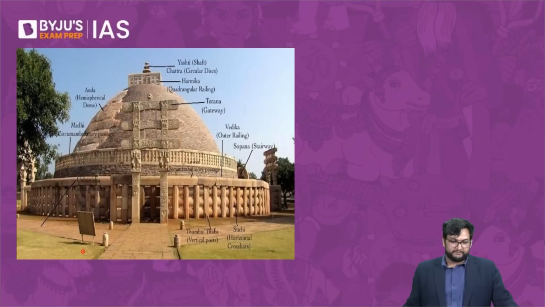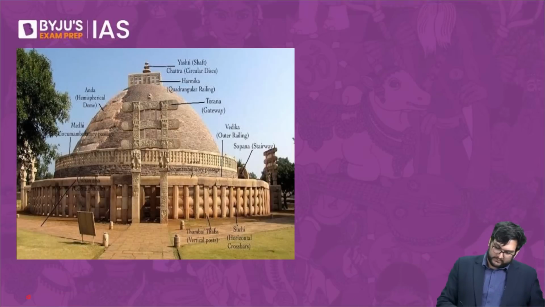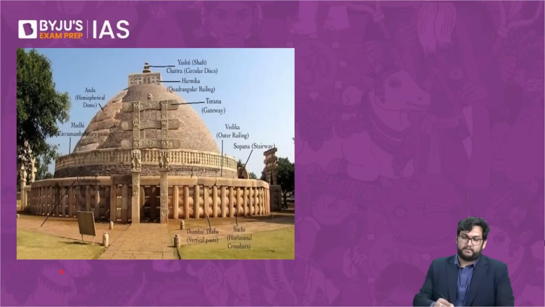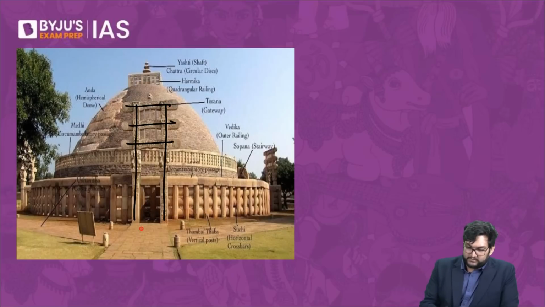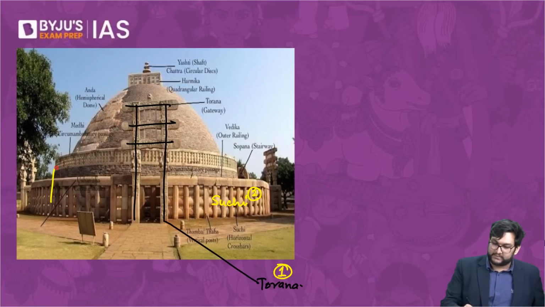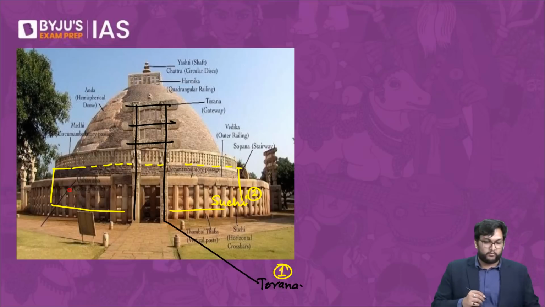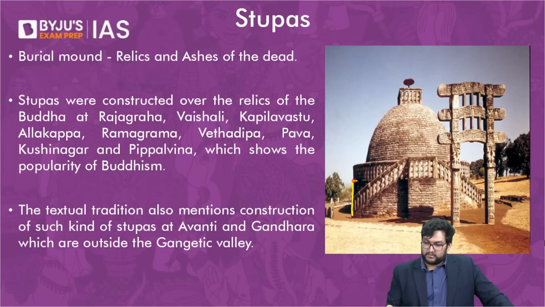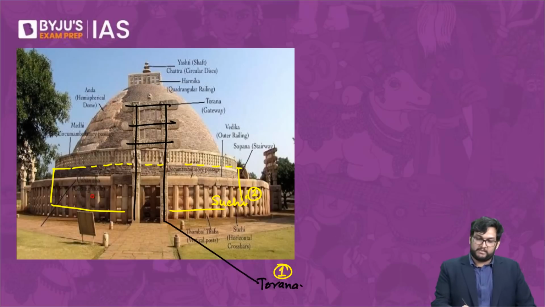Now, see. You have this is Torana, this is Suchi. Torana, Suchi. Then this structure which you see here, which is more clear in this image, you see here. This is called Medhi. This is the Medhi.